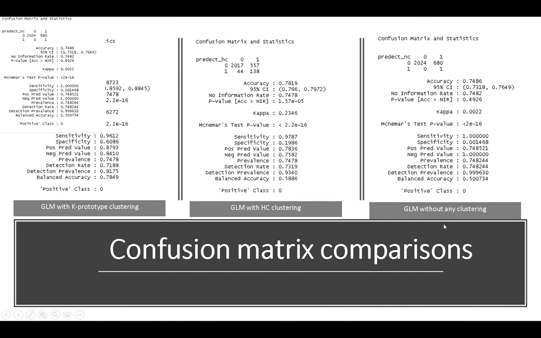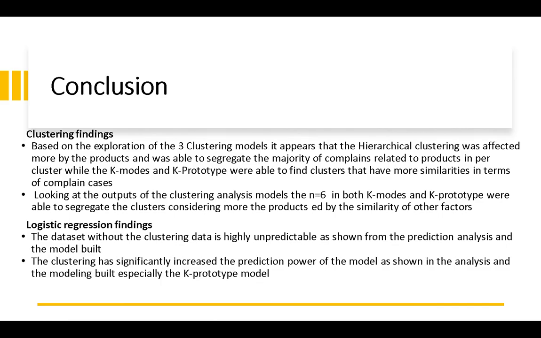And then the final one is a confusion matrix for without any clustering. The sensitivity is 1, specificity is very low. Accuracy is 0.74, but it's not a real indication. Balanced accuracy is 0.5, so this means that the data sets with the clustering data as an attribute have added more to the predictive power of the model.